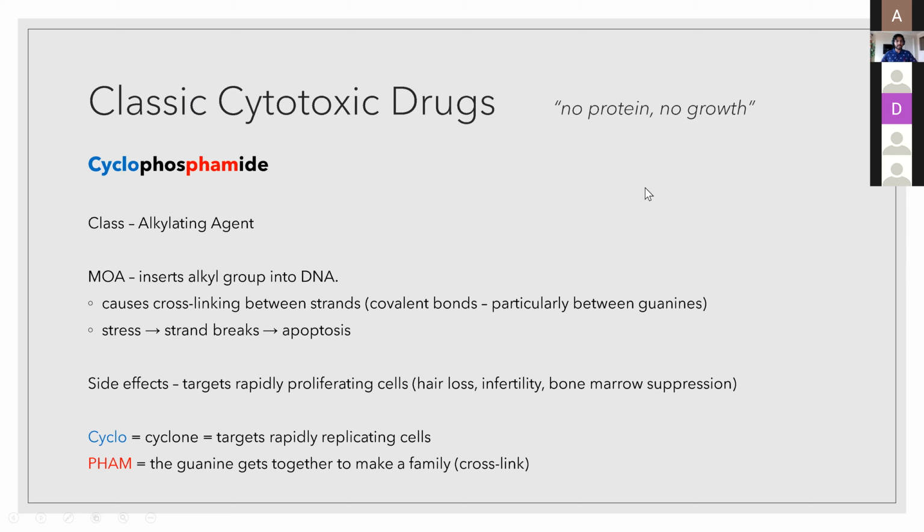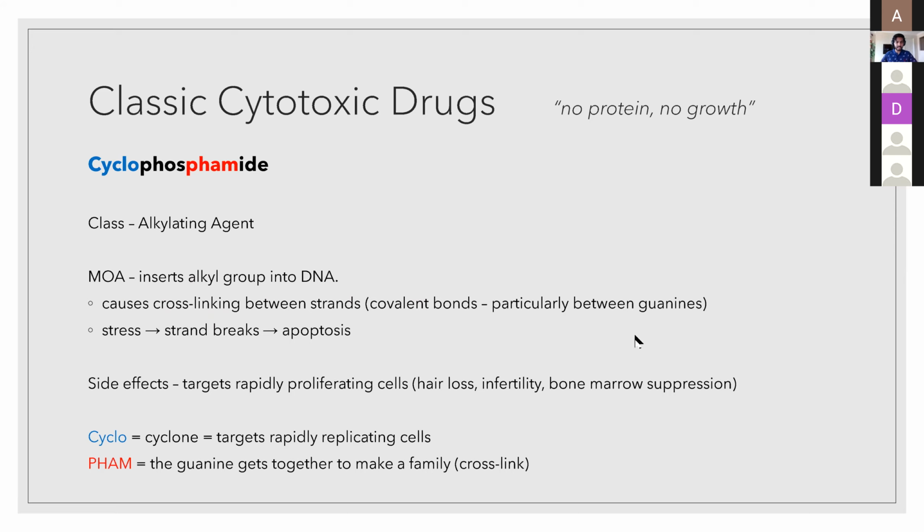Okay, so the first category is classic cytotoxic drugs. Essentially, these block protein growth in cancer cells, so the cells can't grow. So the production of protein. The first drug is cyclophosphamide. Let me say that again. Cyclophosphamide. It's classed as an alkylating agent. So the mode of action is it inserts an alkyl group into DNA. This alkyl group causes cross-linking between strands, which is essentially covalent bonds, particularly between guanine bases. This cross-linking causes stress, the strand will break, and this causes apoptosis of the cancer cell.